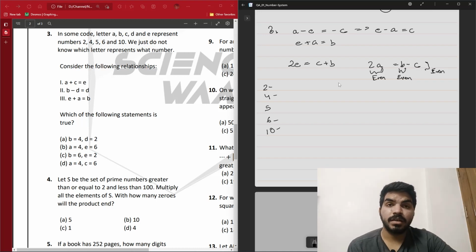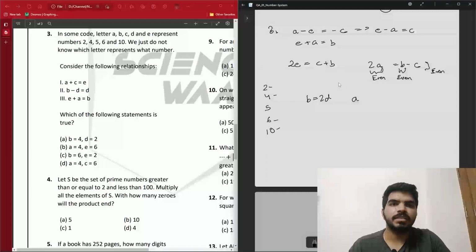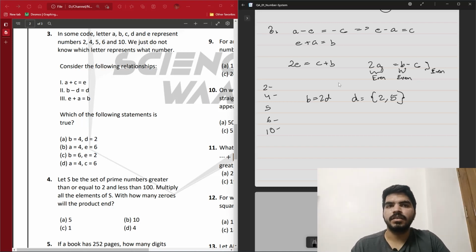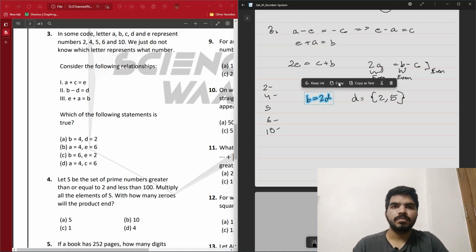And out of them as well, there are only two possibilities to satisfy the equation. B is equal to 2D, because D can either be 1, not 1, we don't have 1. D can either be 2 or 5. How? Because we have 2 and 4 and 5 and 10. That is the only possibility to satisfy this equation. We have to keep this one in mind.